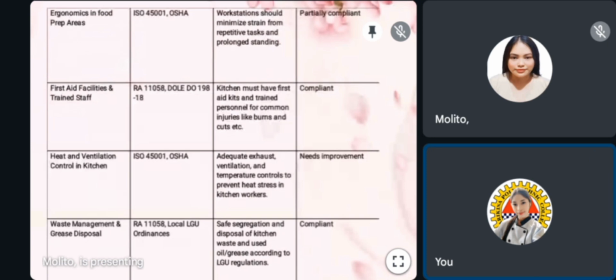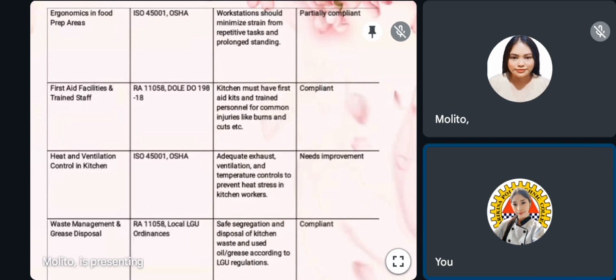Next is heat and ventilation control in kitchen. So, adequate exhaust ventilation and temperature controls to prevent heat stress in kitchen workers. So, status remarks is need improvement. So based on this category area, heat and ventilation control in kitchen needs proper ventilation and temperature control to prevent heat-related illness among kitchen workers and to ensure a safe and comfortable work setting. These measures align with ISO 45001 and OSHA standards for occupational health.